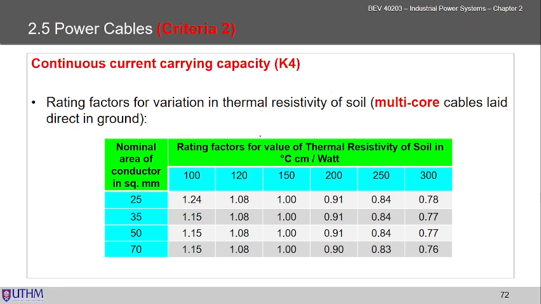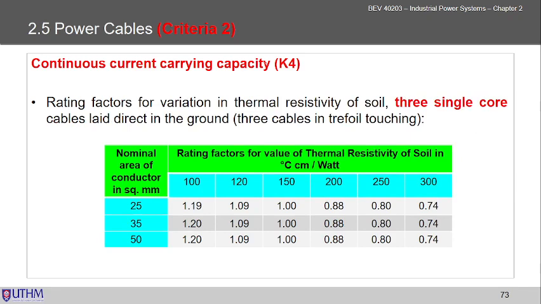Okay, so the thermal resistivity is to rid off the heat from our cables, because once our cable is carrying the current, it will heat up, and the heat has to be eliminated. The only chance is through the soil, because it is buried in the ground. So the thermal resistivity of the soil is very important in this case. This is the value of the thermal resistivity in degree centimeter per watt, 100 up to 300, and this is the size of the cables, 25 up to 70 in this case only.